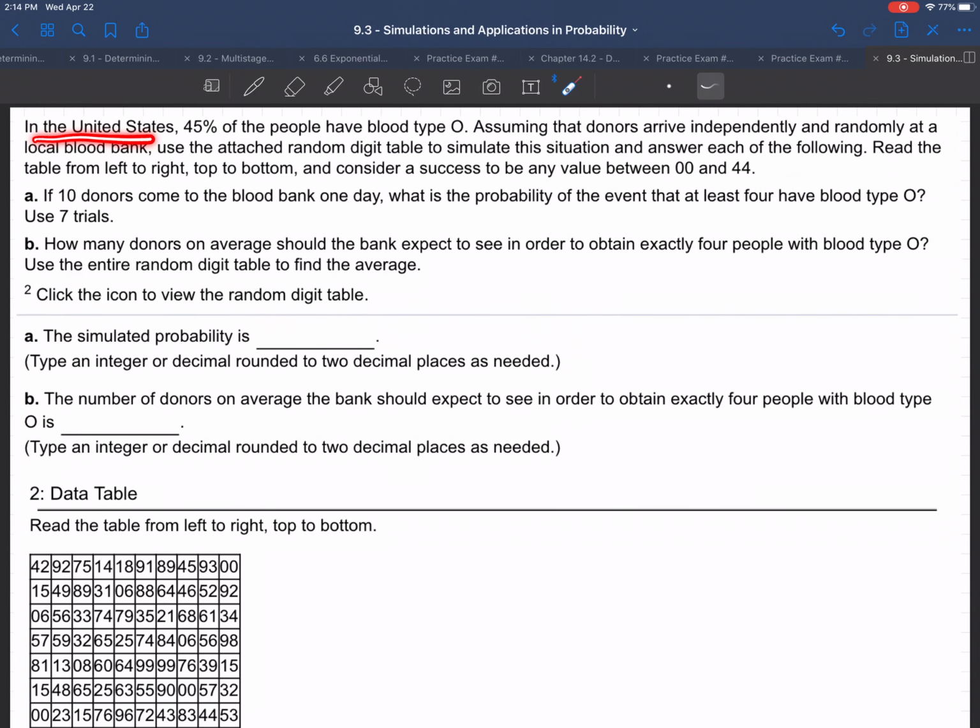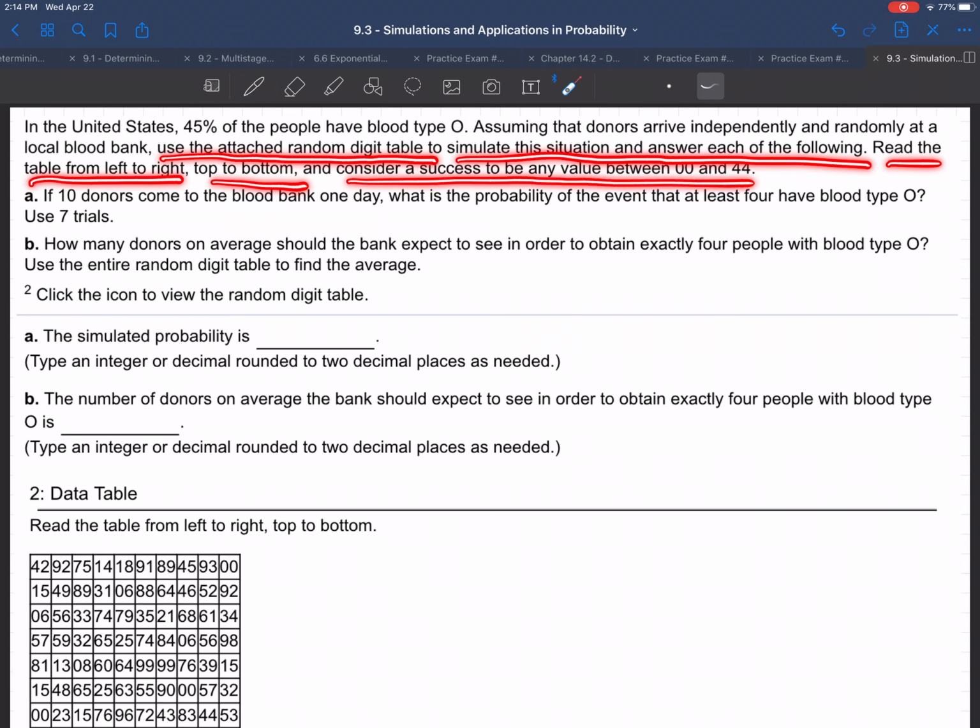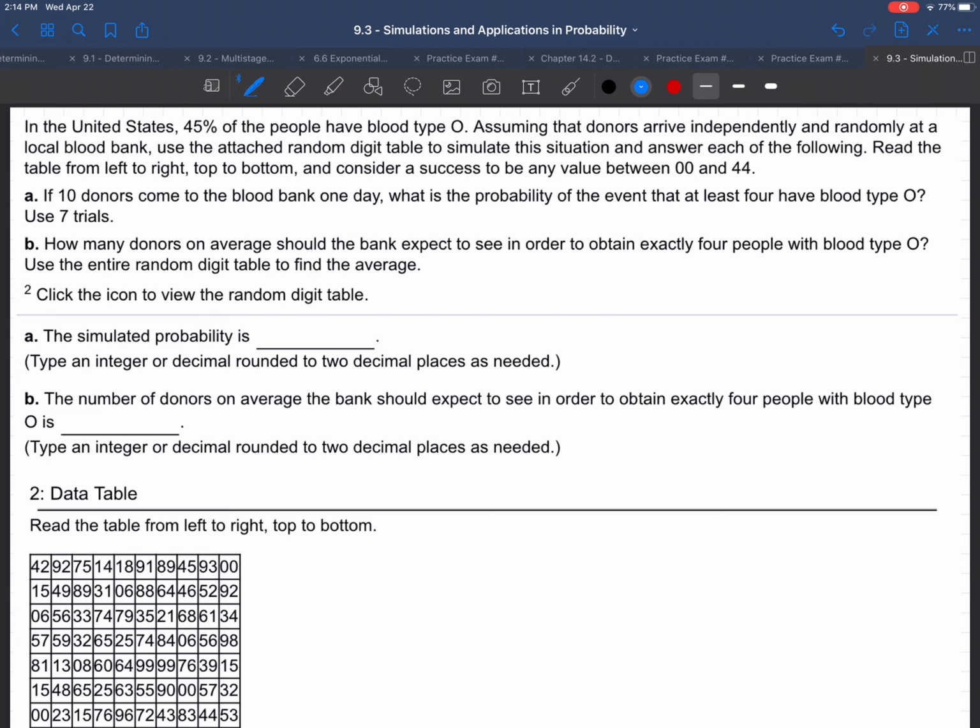In the United States, 45% of the people have type O blood. Assuming that donors arrive independently and randomly at a local blood bank, use the attached random digit table to simulate this situation and answer each of the following. Read the table from left to right, top to bottom, and consider a success to be any value between 0 and 44. What are they talking about?